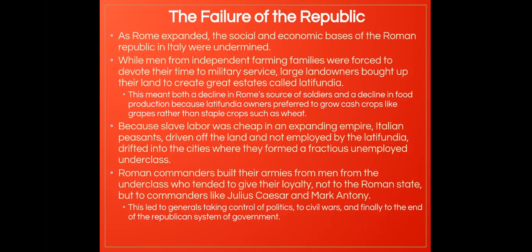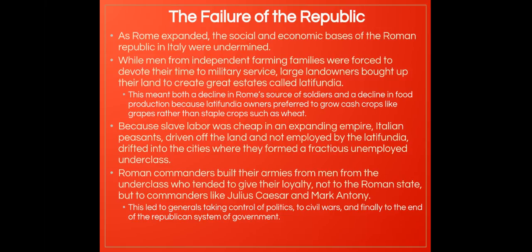And slave labor was cheap in an expanding empire, so Italian peasants were driven off their land, and no longer employed by the latifundia, they drifted into cities where they formed a very large unemployed underclass. In 133 BCE, Tiberius proposed land reforms, and unfortunately, this didn't go so well. In 123 BCE, his brother Gaius proposed even more reforms. But the problem is the damage has been done.